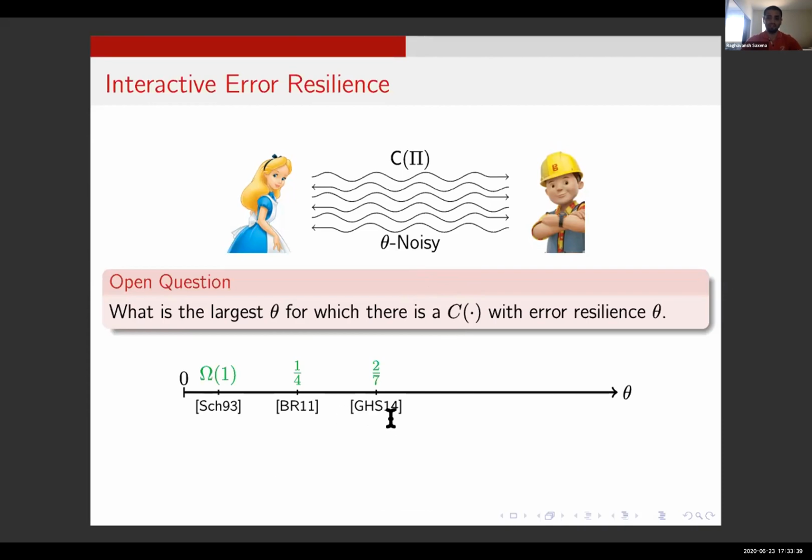In 2014, GHS, which is Mohsen Ghaffari, Bernhard Haeupler, and Madhu Sudan, showed that indeed there is an adaptive scheme that has error resilience 2/7, strictly higher than 1/4. Even though the best known upper bound was 1/3, it was believed that 2/7 is the right answer, and no coding scheme can have error resilience strictly larger than 2/7, even if it is adaptive. We show that this is not the case, and in fact, there is a coding scheme with error resilience 7/24, higher than 2/7. This is the first scheme to break the 2/7 barrier, and it means that the error resilience of general adaptive schemes is strictly in between 7/24 and 1/3. In an upcoming work, we show that it is strictly in between and pin down this value to the exact constant.